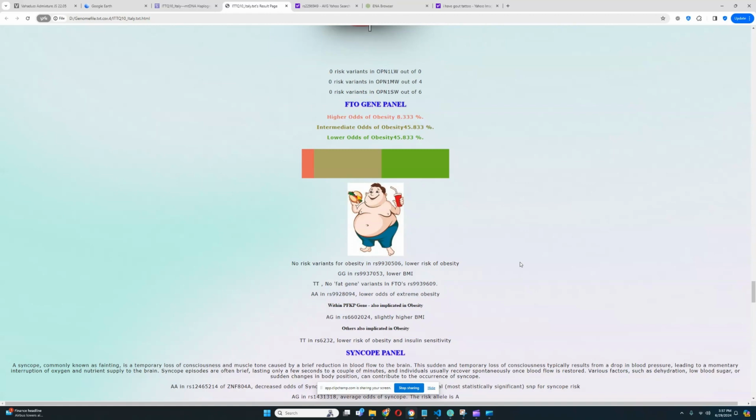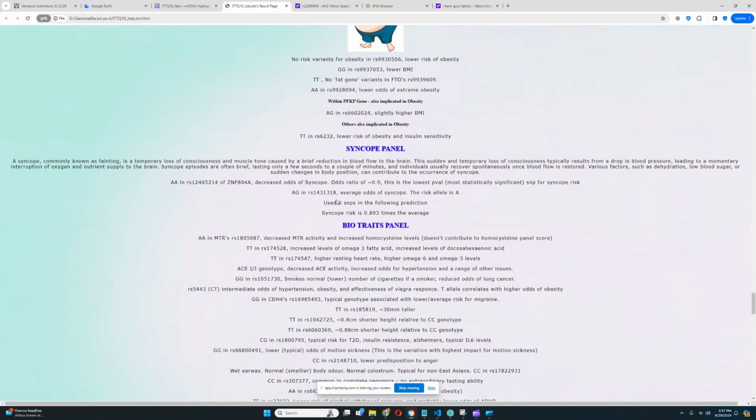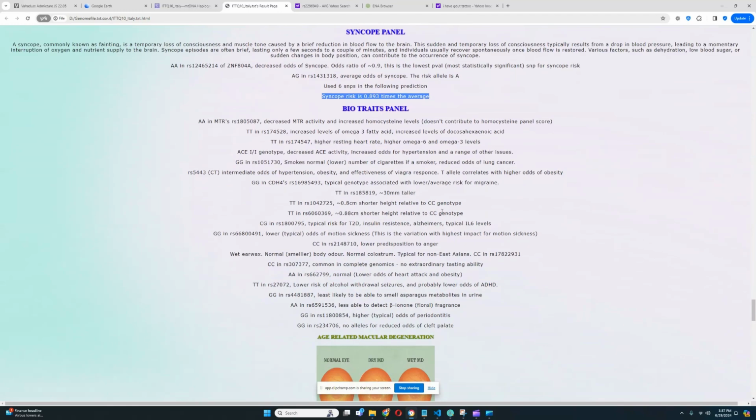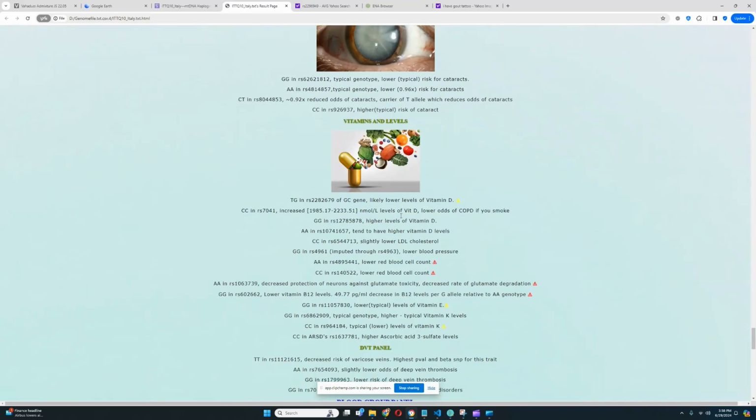So based on these 1, 2, 3, 4, 5 SNPs, he has lower predisposition to obesity. For syncope panel, based on 6 SNPs, he's got lower odds of syncope. And for bio traits panel, let's see. What can we talk about here? Less able to detect beta ionone in floral fragrance. So in more simple terms, can't smell flowers. Normal or smellier body odor, normal colostrum, typical for non-East Asians. So he's smellier. East Asians tend to be less smelly. That's pretty much it. I don't want to talk about too much else in this file.